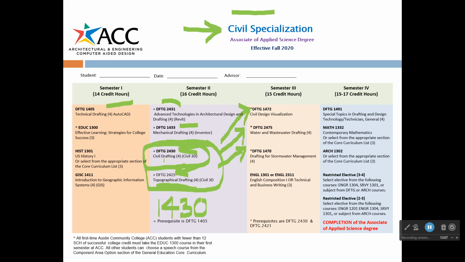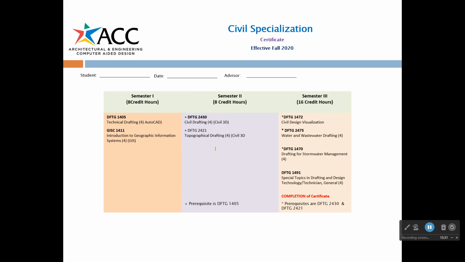The state of Texas decided to make it what they consider a first-year course rather than a second-year course or a second semester. Anyway, they've got some rhyme or reason to the way they number courses. So eventually Dftg 2430 in our program will be Dftg 1430 in all our degree plans. All right. If you're going to do the civil associate degree, we would recommend you get the civil certificate first.